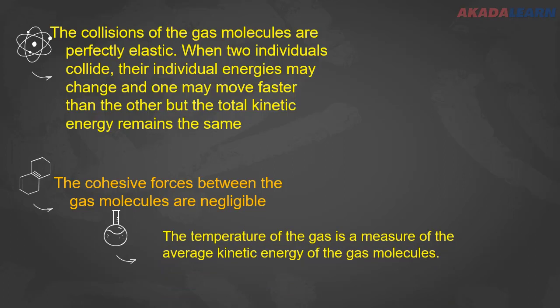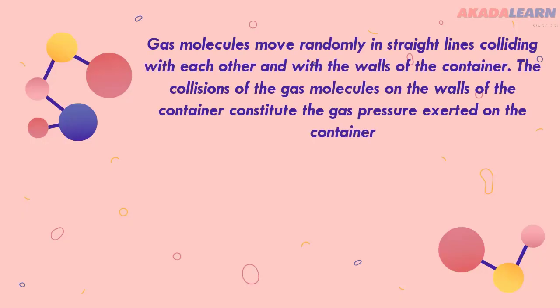And another assumption is that the temperature of the gas is a measure of the average kinetic energy of the gases. In other words, the kinetic energy of the gases is directly proportional to its temperature. Another assumption is that gas molecules move randomly in straight lines, colliding with each other and with the walls of the container. The collision of the gas molecules on the walls of the container constitutes the gas pressure exerted on the container. That is, the pressure on a container depends on the level of collision of the gas molecules against the walls of the container.